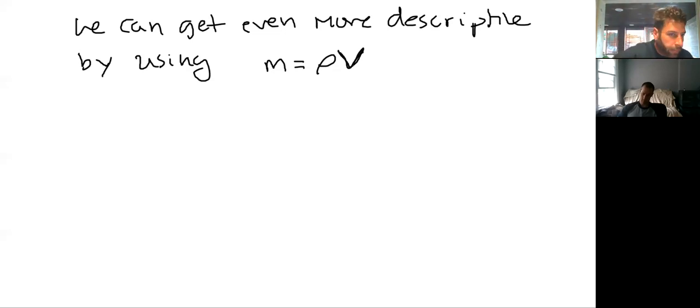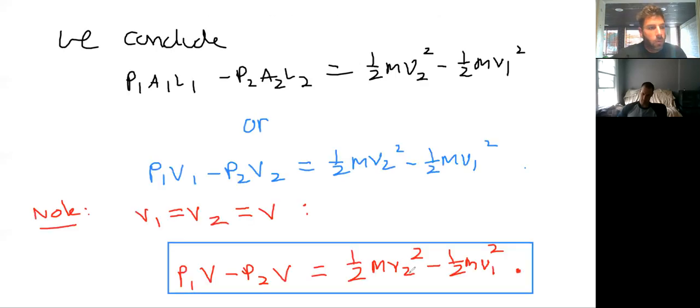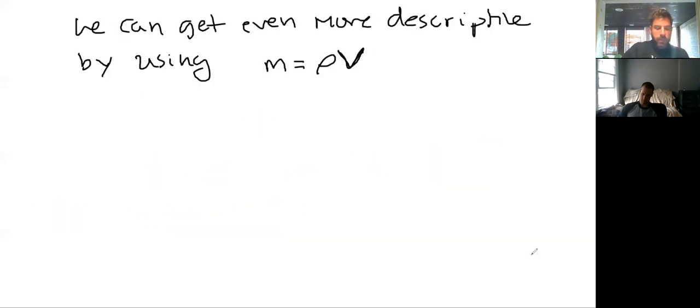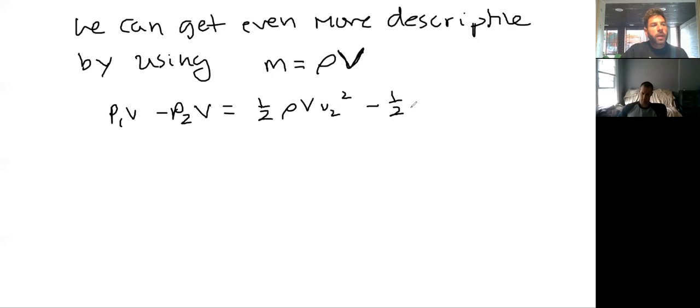So if you go back a page and you look at the right-hand side, if you replace M with rho times volume, what you end up having is P1V1 minus P2V equals 1/2 rho V times speed squared minus 1/2 rho V times V sub 1 squared.